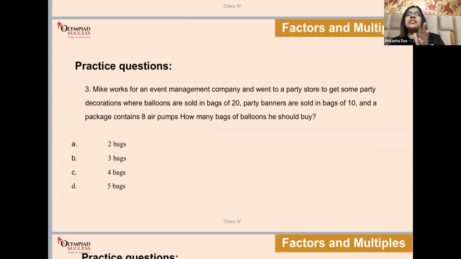Okay, question number 3. Mike works for an event management company and went to a party store to get some party decorations. No problem, Nidhi. We will learn that in the regular classes, like the normal process of finding out the LCM. Today in this class, I will teach you how you can get the answers without even proper calculations.